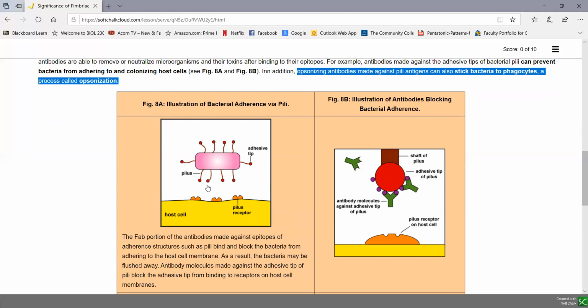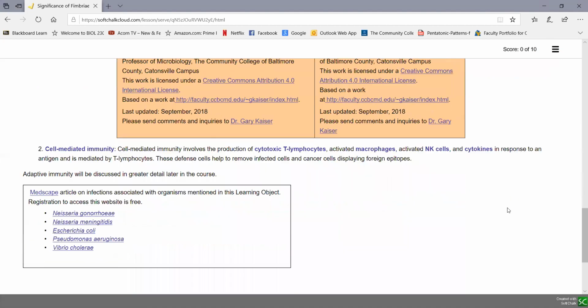So remember, the adhesive tip at the end of the pilin, the shaft of the pilus, fits receptors on the host cell. That's how it locks in place. But if antibodies, as we see in figure 8b, are made to fit epitopes on that adhesive tip, they can cover up the adhesive tip so that it can't bind to pilus receptors on the host cell. And if those were opsonizing antibodies, they would then, of course, stick the bacteria to phagocytes for enhanced attachment or opsonization.